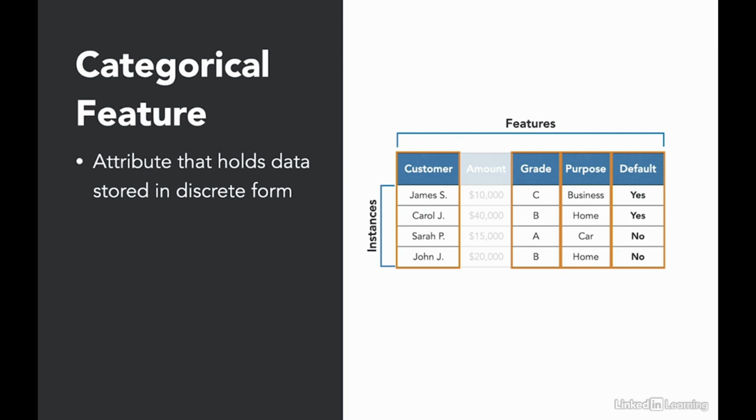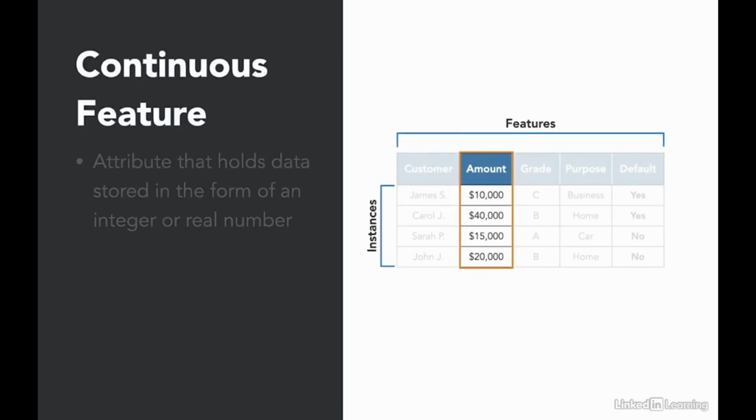In this example, customer name, grade, purpose, and default are categorical features. A feature can also be described as continuous. A continuous feature is an attribute that holds data stored in the form of an integer or real number. A continuous feature has an infinite number of possible values between its lower and upper bounds. In this example, the loan amount is a continuous feature. Other examples of continuous features include temperature, height, weight, and age.